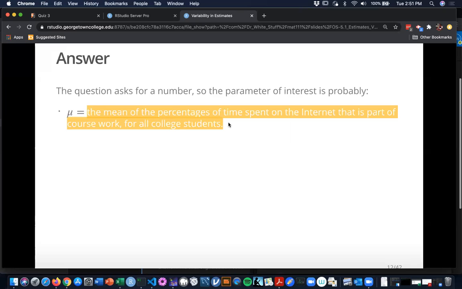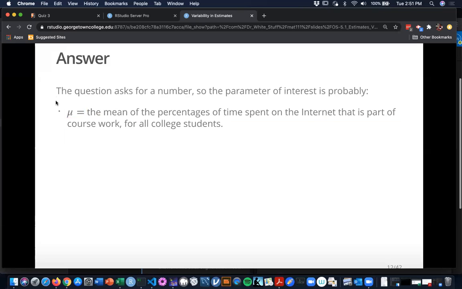Everybody in the population has their own percent, some number between 0 and 100. Average those percents, divide by how many people in the population. That's the mu that you're not going to be able to know because you can't consult everybody in the population, but it's what you'd like to estimate from your sample.